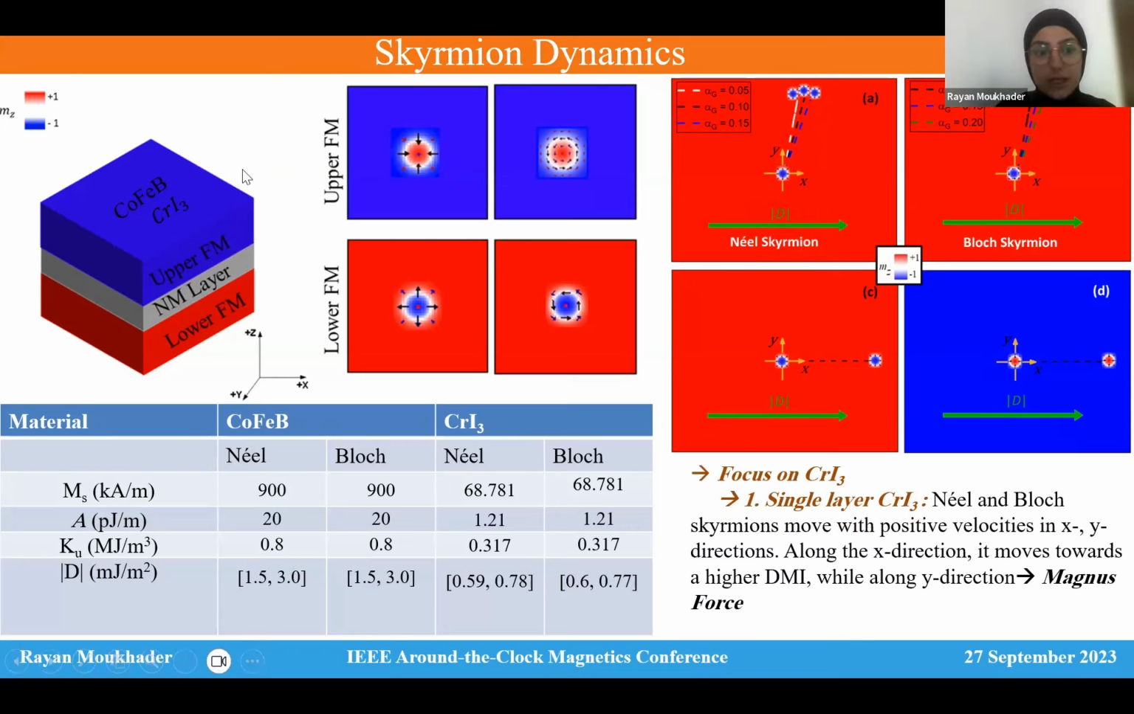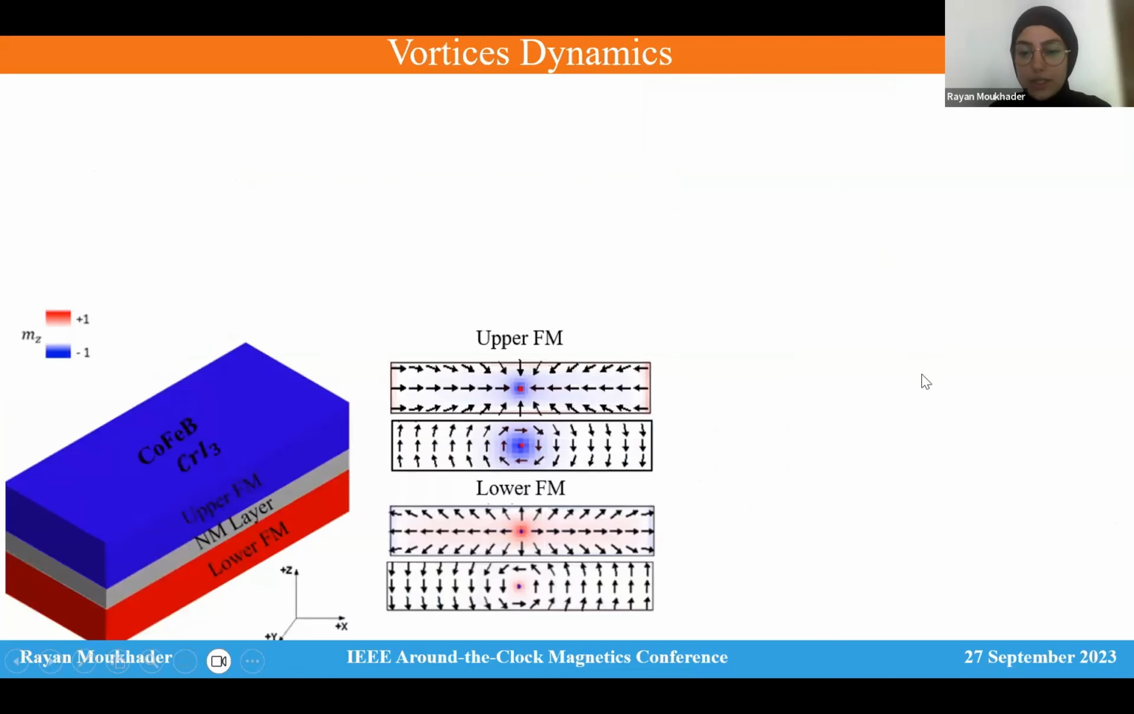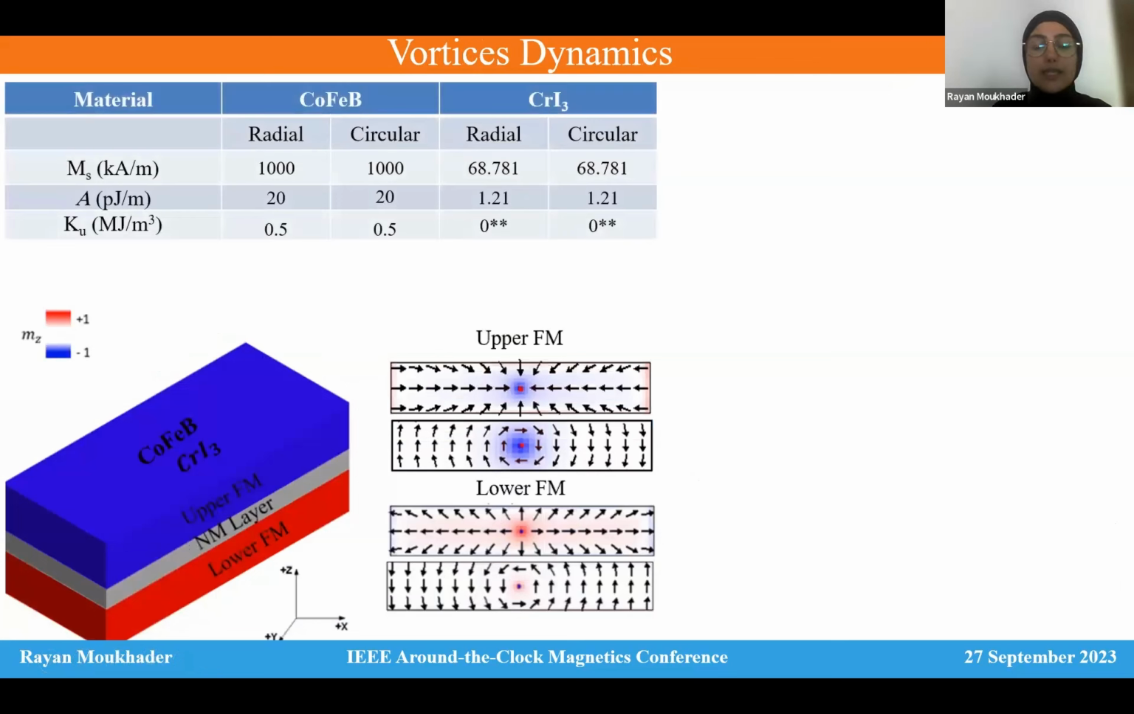Now, considering antiferromagnetically coupled layers, which means considering a synthetic antiferromagnet, SAF, we see that in this case, since they are antiferromagnetically coupled, the topological charge will be 0, and then the Magnus force will be neglected. So the skyrmions will move along a straight line along the direction of the applied gradient. The same simulations were performed also in the case of circular and radial vortices.